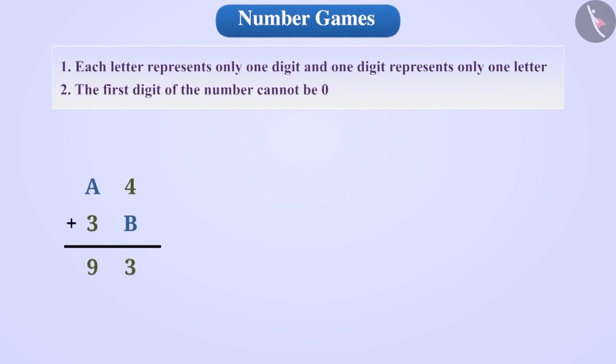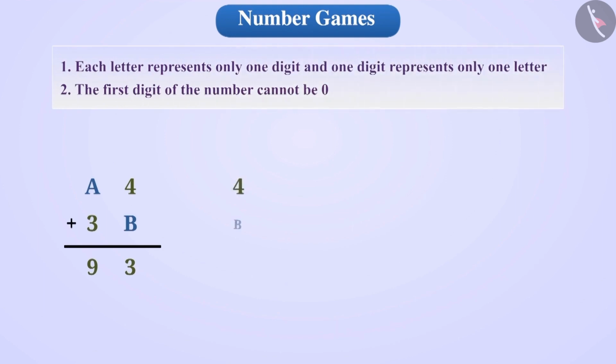You must have seen the following types of puzzles in newspapers or magazines. Let's learn how to solve them. To solve these, we have to follow two rules. First, each letter represents only one digit, and one digit represents only one letter. Second, the first digit of the number cannot be 0. Let us solve the given puzzle with the help of these rules.